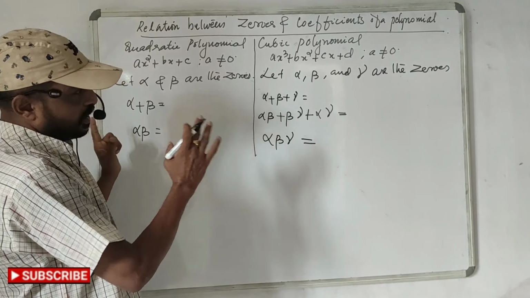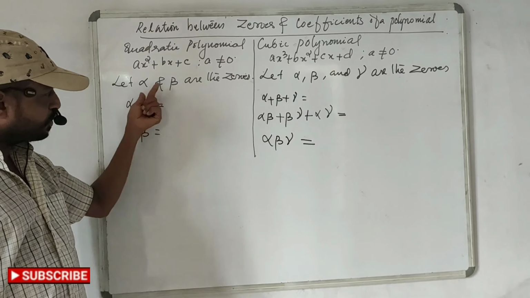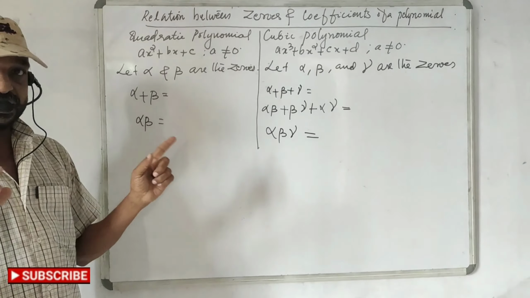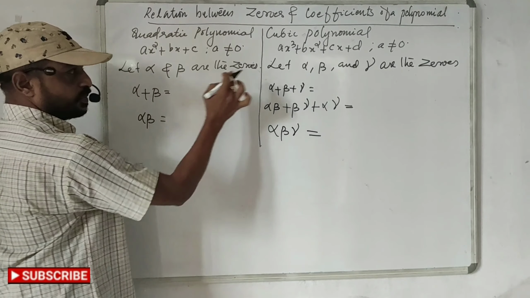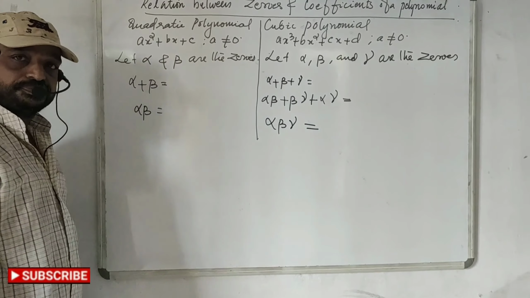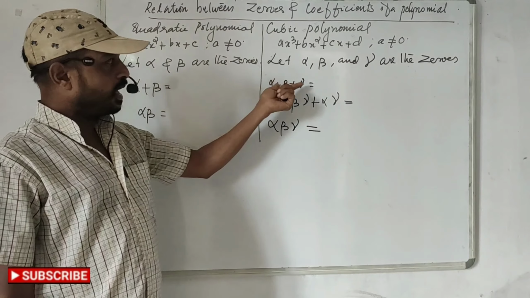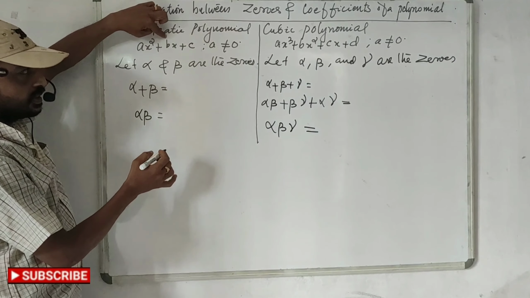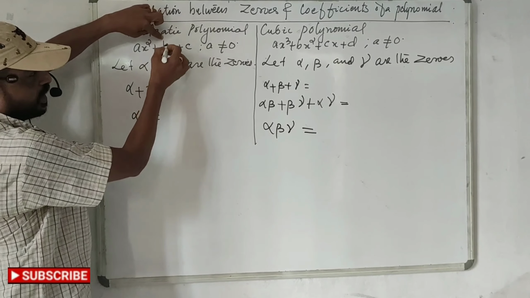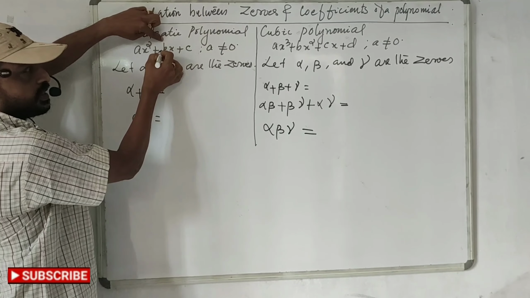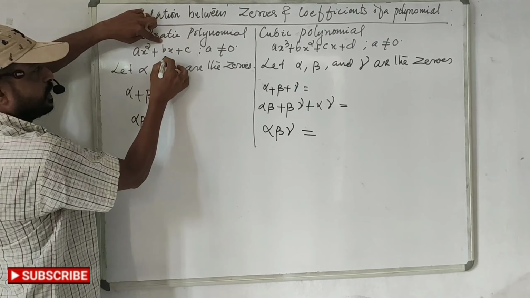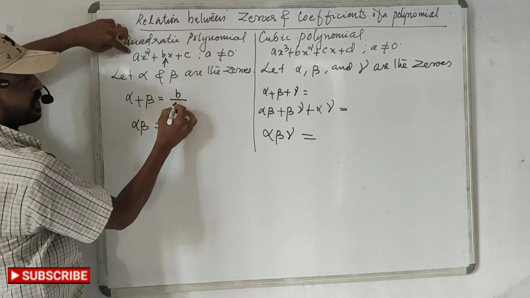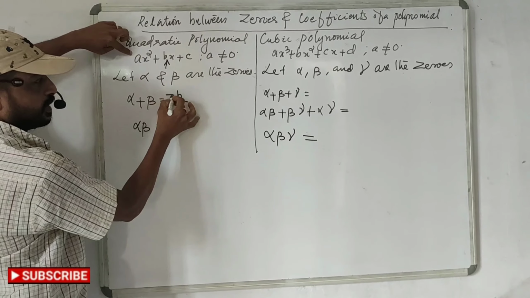Now let us try to understand how to find out these results. For that, first of all, you must understand that the sum of the roots is negative. Alpha plus beta, and alpha plus beta plus gamma. You will have to start from the second term here. What is the coefficient of x? It is b. Just start from the second term. It is b by the coefficient of x square, b by a. That is negative.